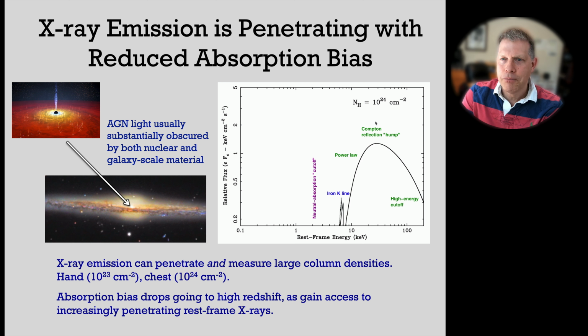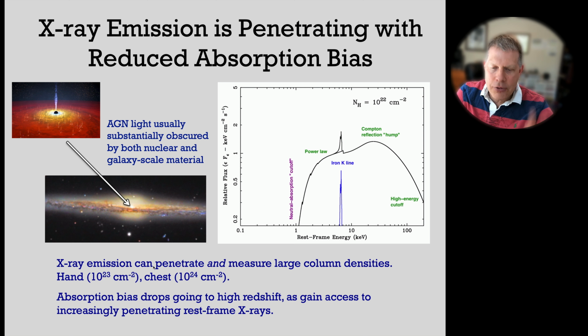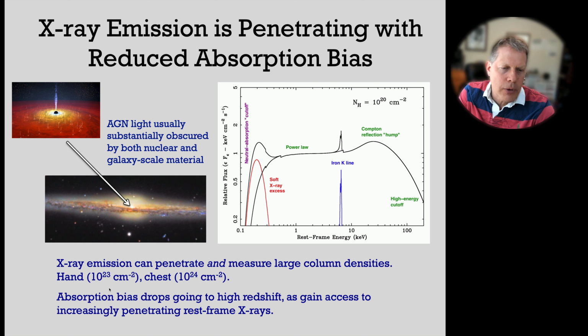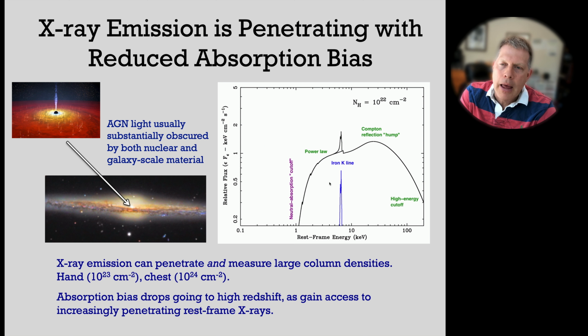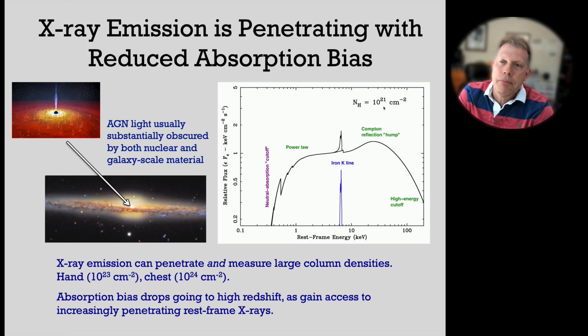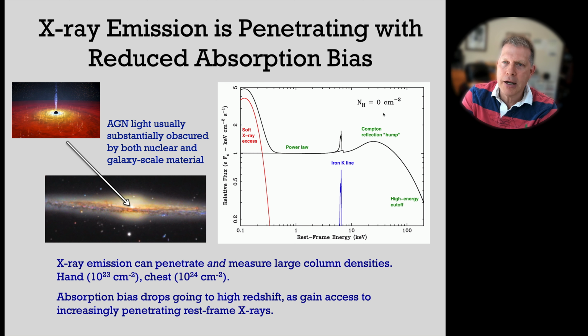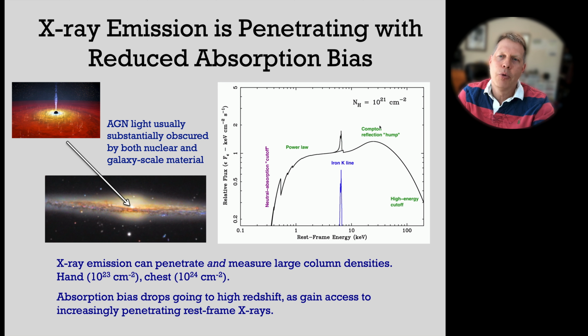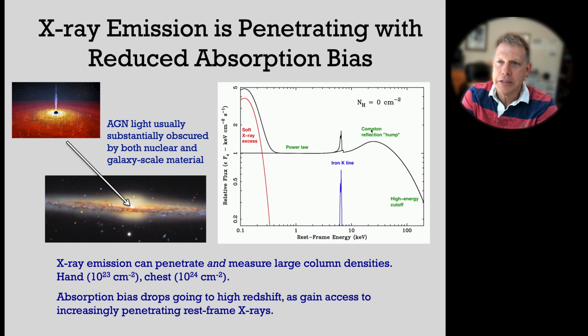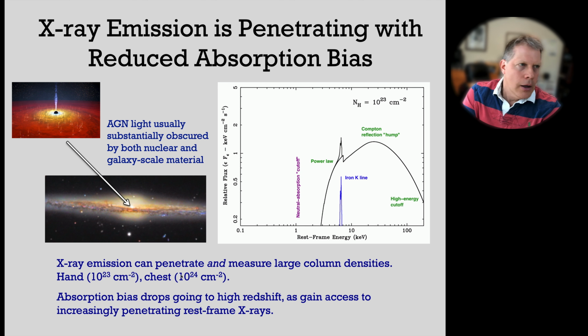And again, for context, the column density through your hand is of order 10^23. The column density through your chest is of order 10^24. And you can see that high energy X-rays can penetrate through very large column densities, comparable to those through your body, which of course is why the doctor uses X-rays to take pictures of your bones.